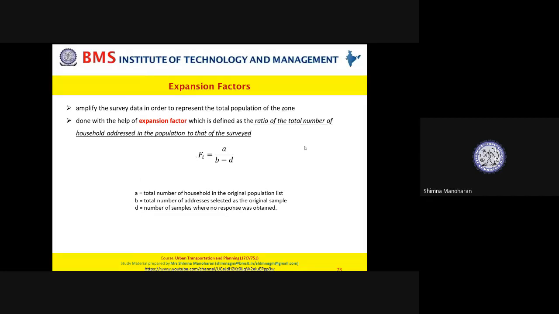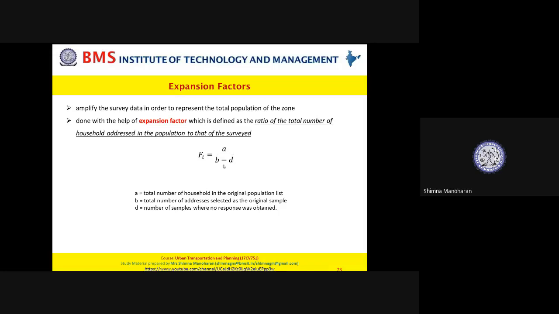So this is defined as the ratio of the total number of households in the population to that of the surveyed. So here expansion factor Fi is given by A by B minus D, where A is the total number of households in the original population list. Like if I take the entire 67 in your class, A will be 67. Okay. And from the 67, I decided to take a survey only from 30 students who are from different states. Okay, so my criteria is to understand the influence of some factors for people who are coming from outside Karnataka. So 30 is my sample.